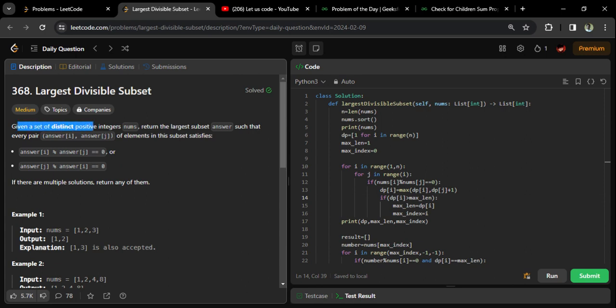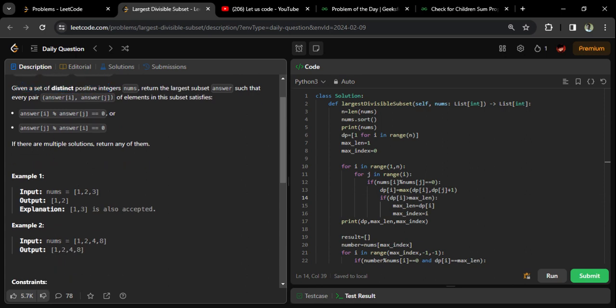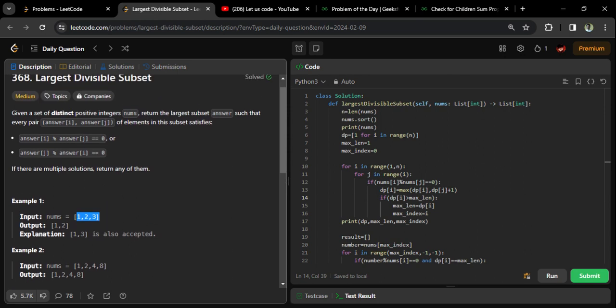Given a set of distinct positive integers, one thing is very clear: they are all distinct. They will not be the same. Given a set of distinct positive integers nums, return the largest subset. We'll have to return a subset of it. Return the largest subset answer such that every pair answer[i], answer[j] of elements in the subset satisfies this. You can go through it, but what they are trying to say is this.